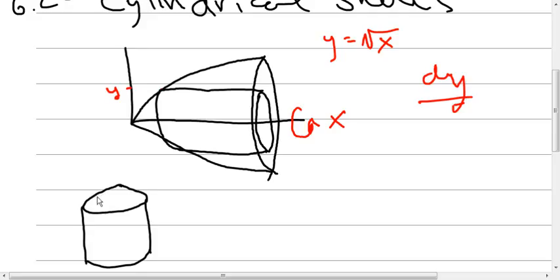And maybe I should just draw in a little thickness so you can see that there is thickness to the wall. Now, of course, in calculus we're going to take this to the infinitesimal, and this becomes infinitely thin. But for right now, imagine that there's some thickness here. That thickness is in this axis. That thickness is our dy.